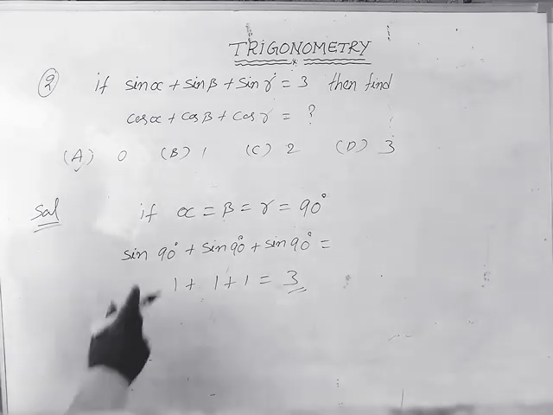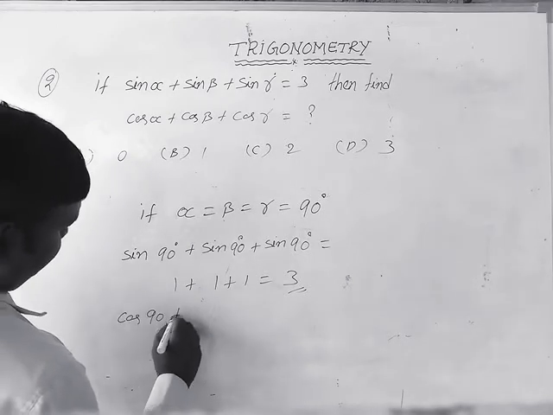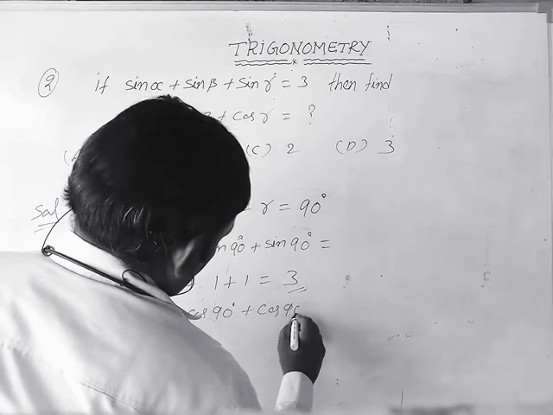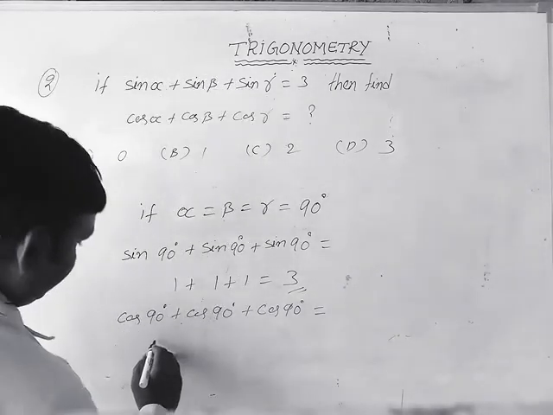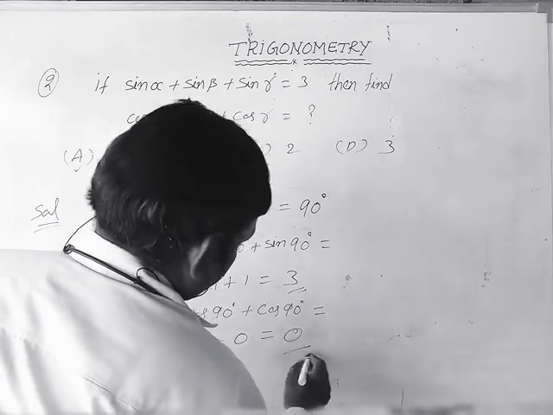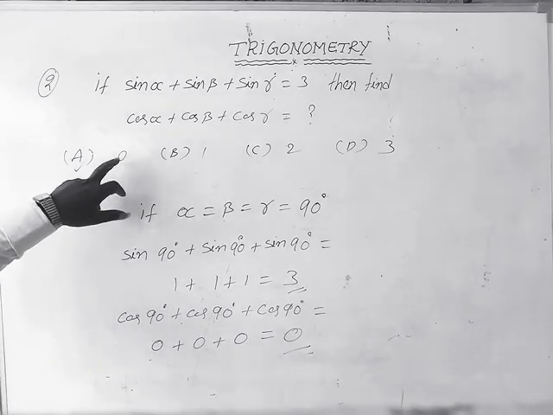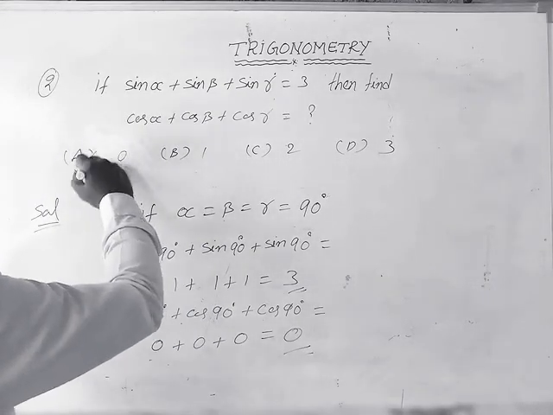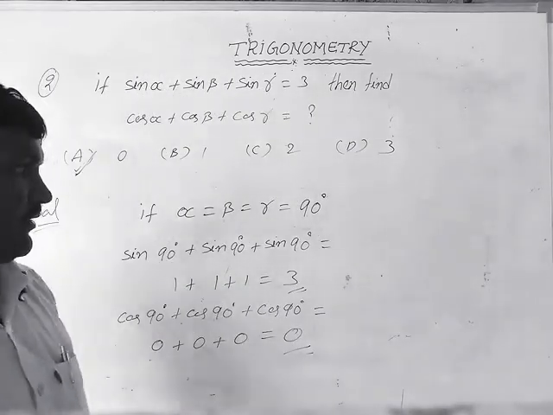At the same time, we can apply here cos 90 degrees plus cos 90 degrees plus cos 90 degrees. So cos 90 means 0 plus 0 plus 0. Therefore, our final answer is 0. So total that value is 0. So A is the correct answer. Next, another problem can be solved here.